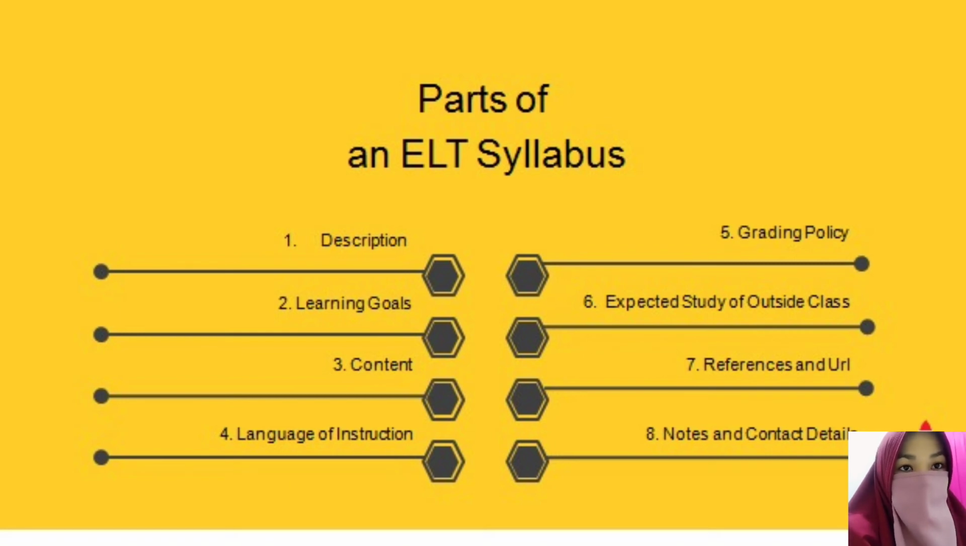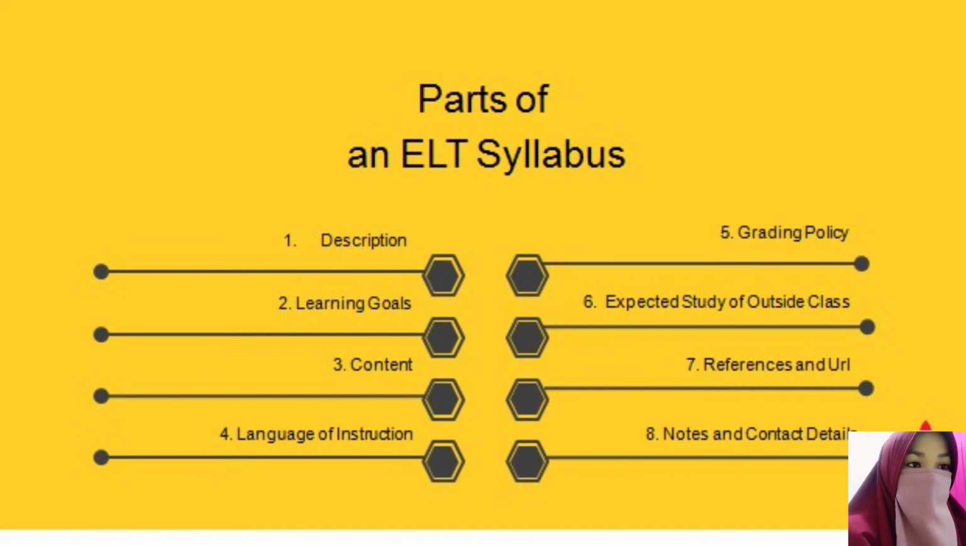First, we can say it is the description. It must use clear and simple language for the students. Second, learning goals. It is what particular skills or knowledge you can expect the students to acquire by the end of the course. Third is content. Content means the course schedule in detail, including the topics, themes, and the keywords of each lesson. And the language of instruction must also be clear and simple for the students to understand.